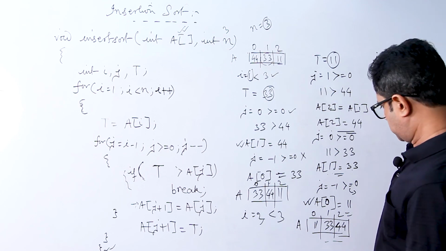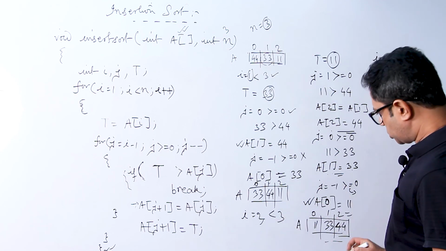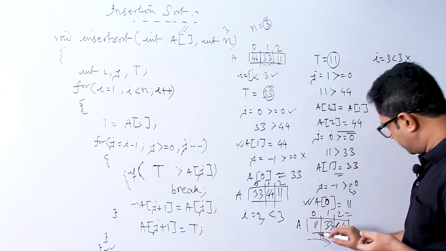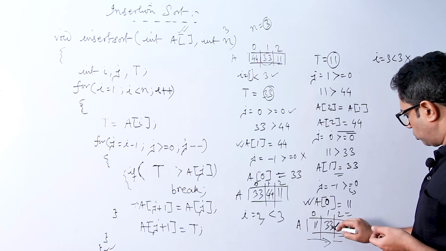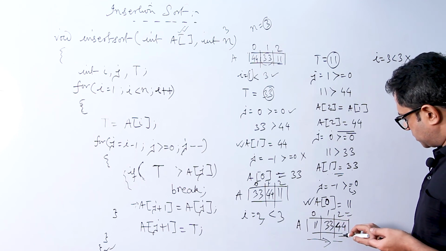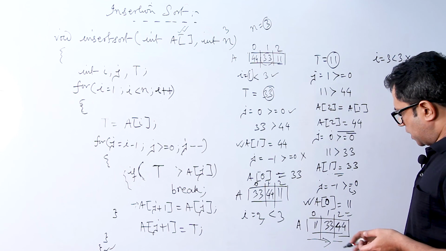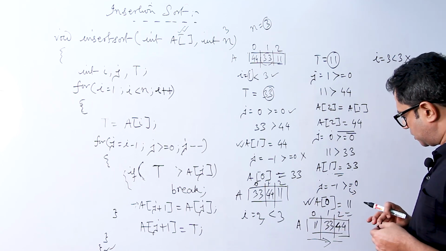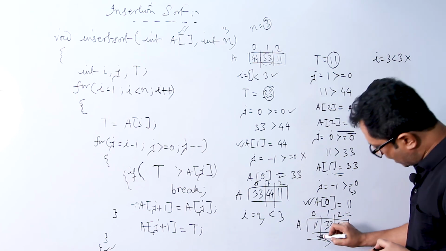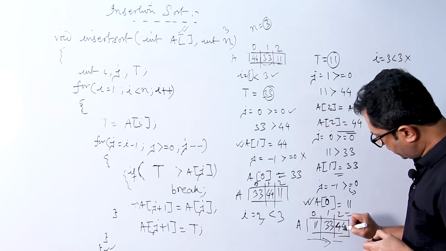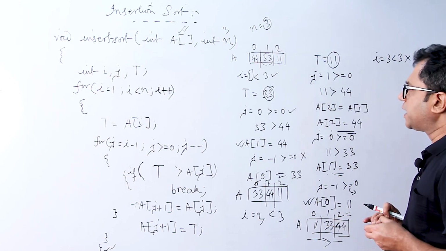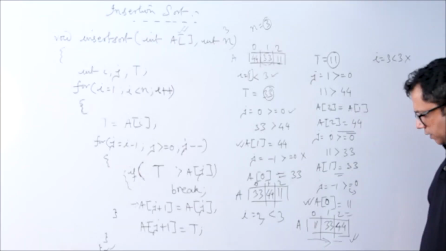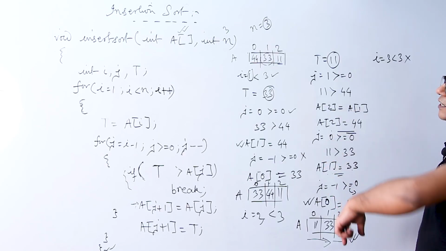Since we are done with the function, let me check whether this array is now sorted. The array is now definitely sorted. This is 11 followed by 33 followed by 44, the expected sorted order. Our purpose was to sort in the ascending way, and we have sorted the array in ascending order and got the desired result. This is the entire logic of this insertion sort algorithm.